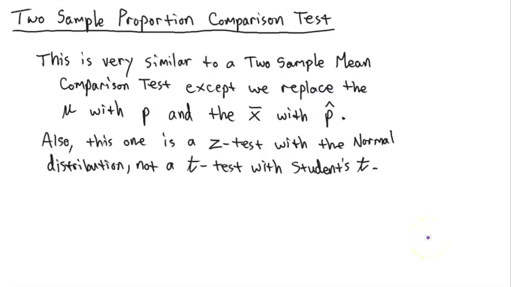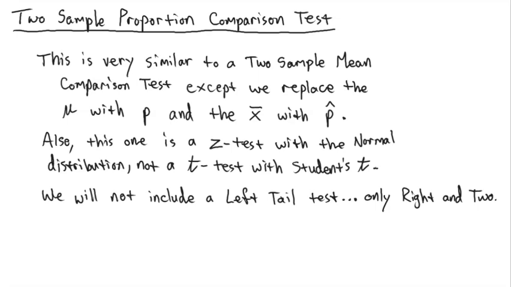Another difference is that though the two-sample mean comparison was a t-test, this one is going to be a z-test. And we've done z-tests before. Remember, we do a z-test with the normal distribution. So instead of using student's t-distribution, this one's going to be a z-test and we're going to use the normal distribution. And so we're not going to need degrees of freedom. So in this one, we will not need degrees of freedom.